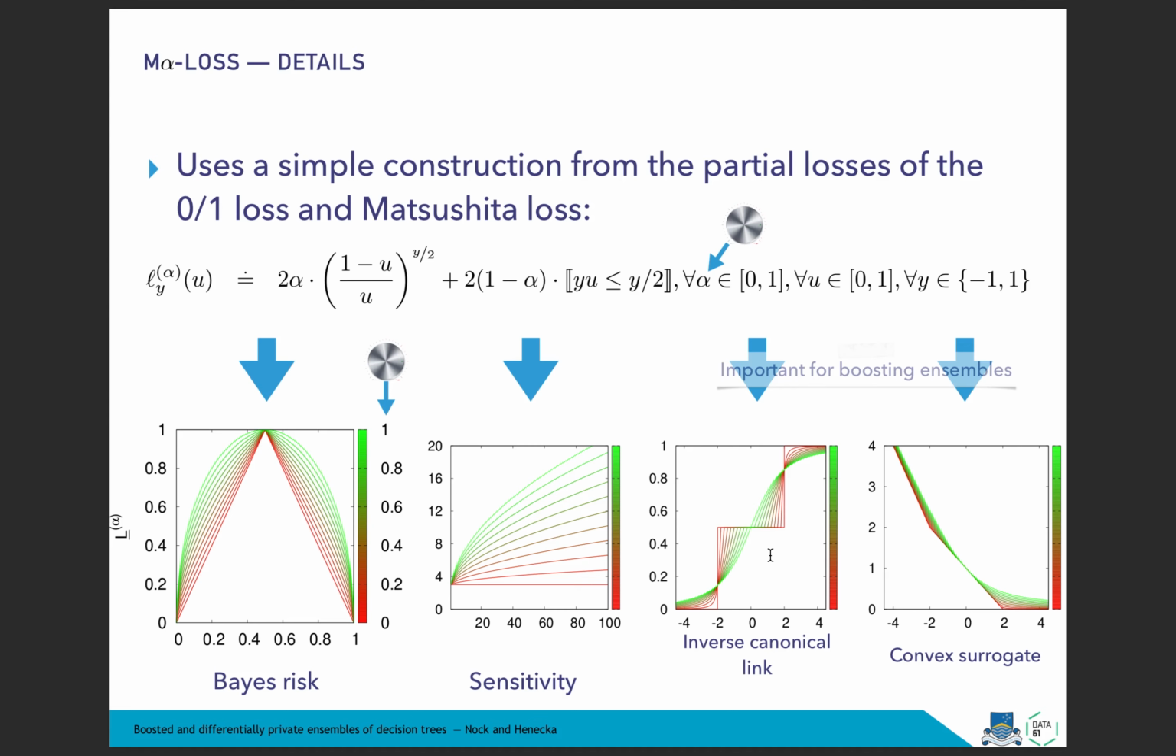So we end up with an analytical form for both the bias risk for decision tree induction, the sensitivity for differential privacy, and other functions as well, the inverse canonical link and the convex surrogate, which are very useful for boosting ensembles of decision trees. The details are in the paper.